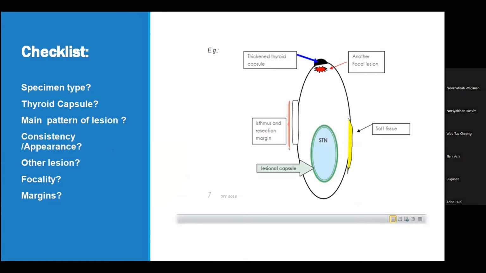Okay, so in the checklist, these are the things you have to take note of.